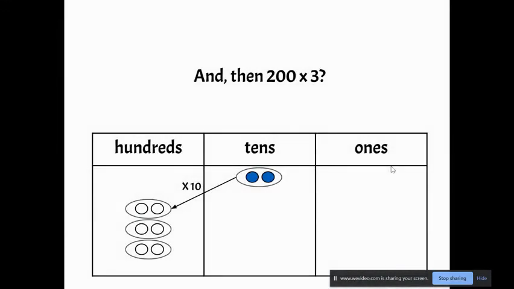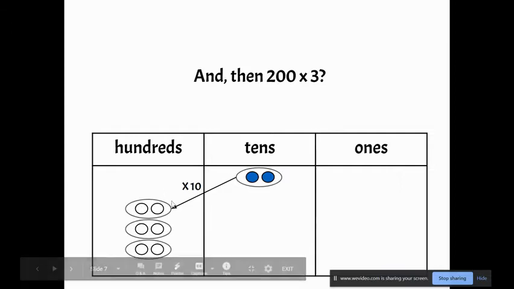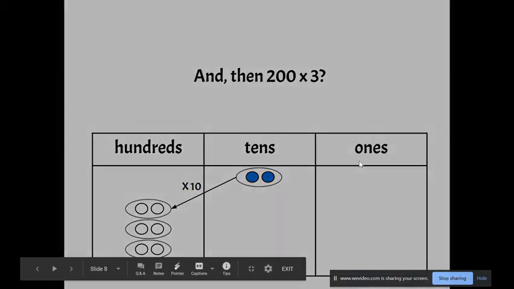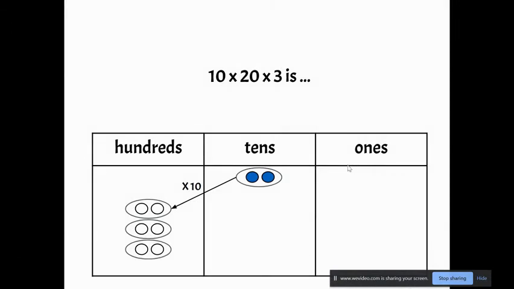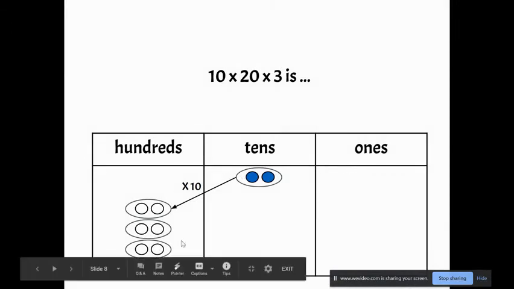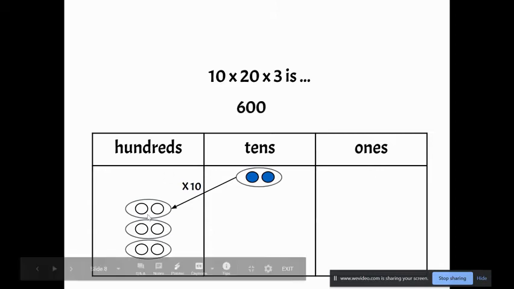And then if I take 200 and multiply that times 3, I'm going to take my 200s and have them 1, 2, 3 times. And the value of that, 10 times 20 times 3, is equal to 600. I have 2, 4, 6 hundreds. 6 hundreds is equal to 600.